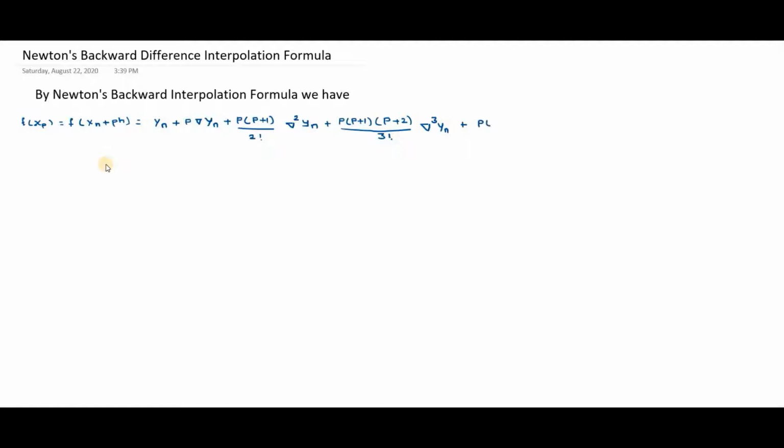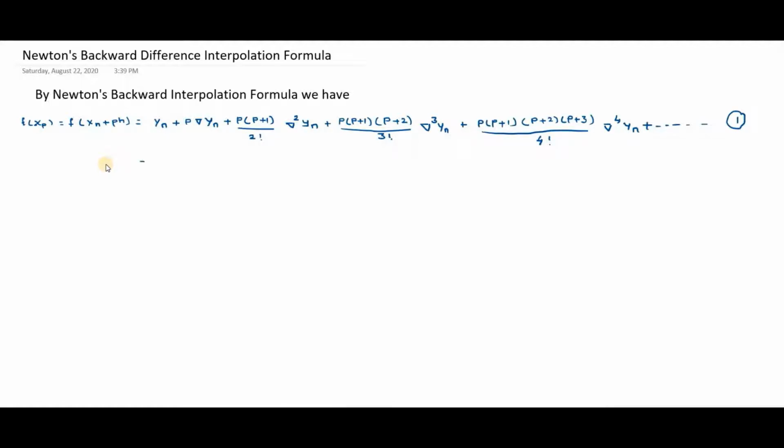p into p plus 1 into p plus 2 into p plus 3 divided by 4 factorial into del raised to 4 yn plus and so on. Say this is equation number 1.